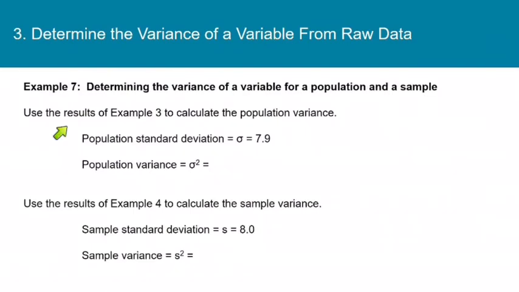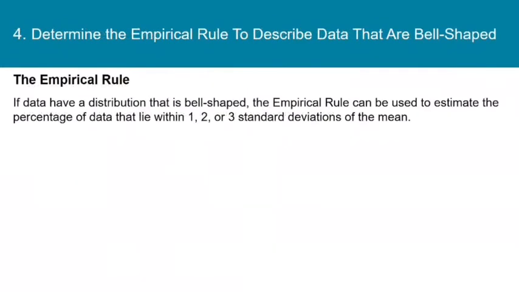So here's example 7, and we're going to take the standard deviations that we found in examples 3 and 4 and use those to find variance. So in example 3, we found a population standard deviation of 7.9, and therefore variance is 7.9 squared, in other words, 62.4. And in example 4, we found a sample standard deviation of 8, so sample variance would be 8 squared, which is 64.